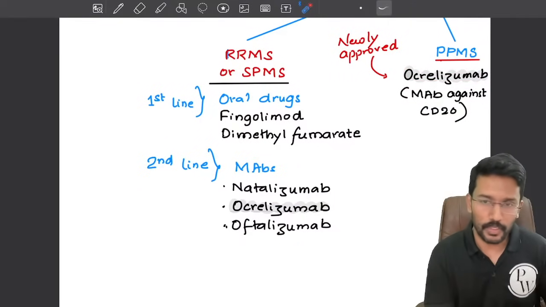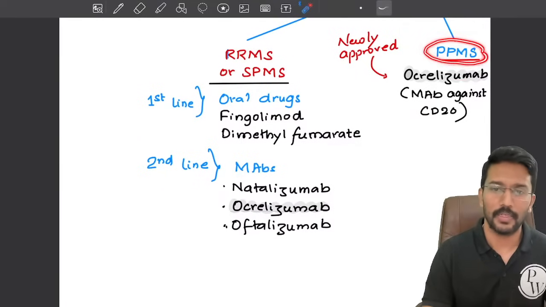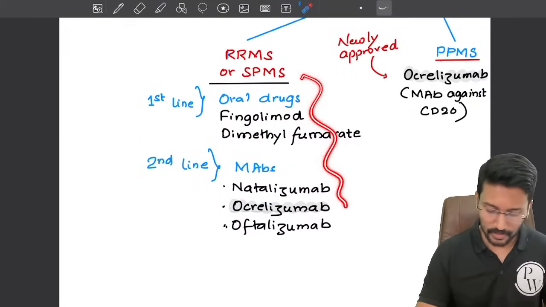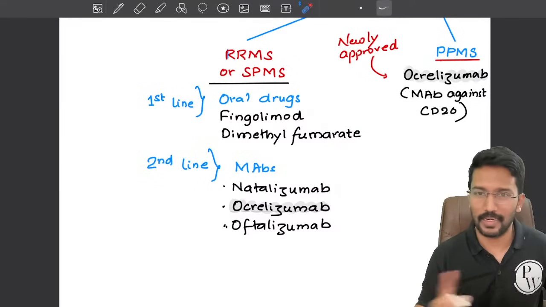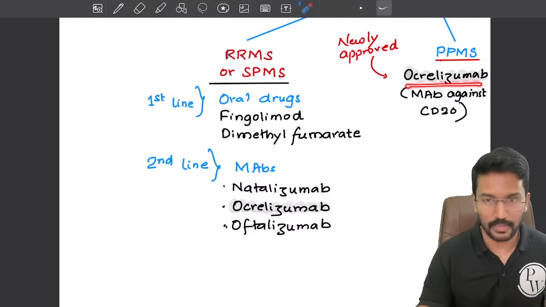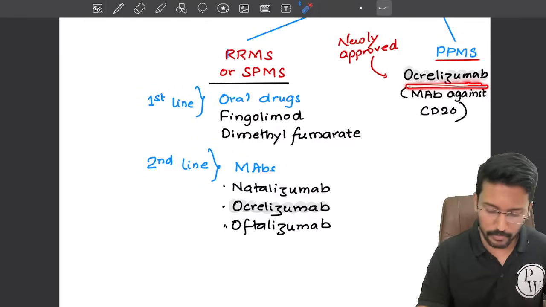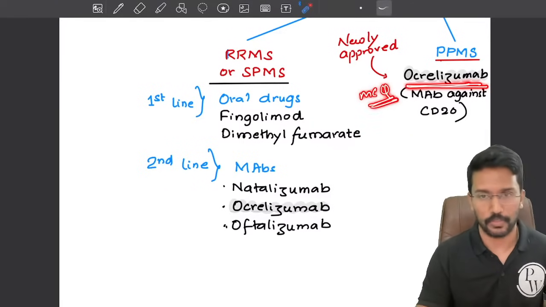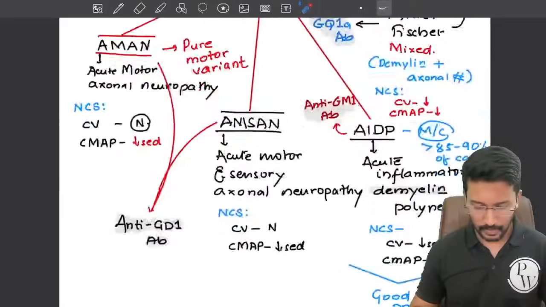Otherwise, till 2021, we did not have any drug for prevention of primary progressive multiple sclerosis. We had a lot of other drugs, not so important for the exam, for prevention of secondary progressive and relapsing and remitting, but for primary we didn't have, and now we have a drug. What is the name of the drug? Please remember, this is going to be a potential MCQ point. Okay, so that's about our multiple sclerosis.